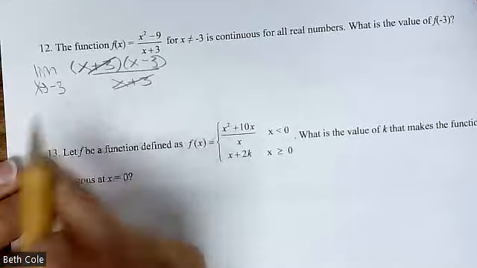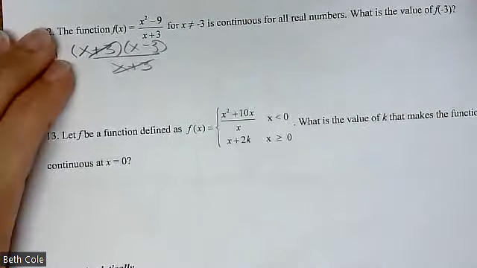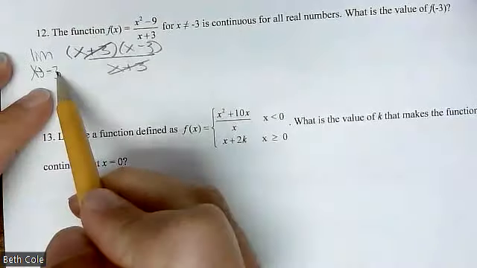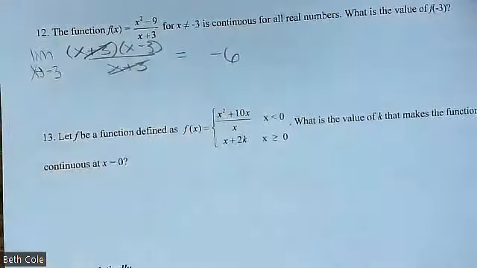And the reason you always need to write limit is so you don't forget what to do next. People that don't write limit, they'll stop there and go, what now? You have to take -3 and plug it back in. So your answer would be -6. -3 minus 3 will give you -6.